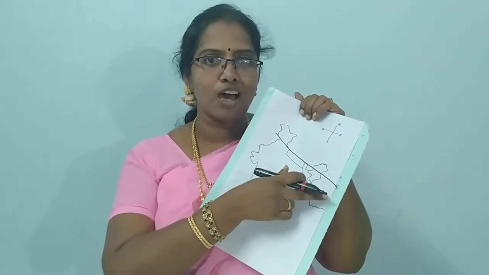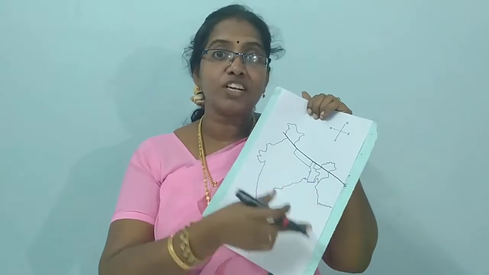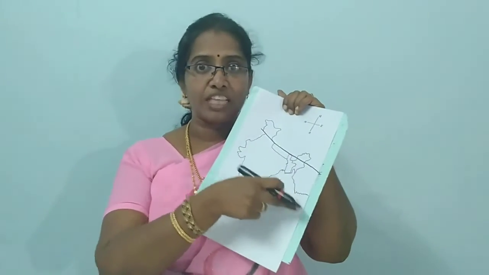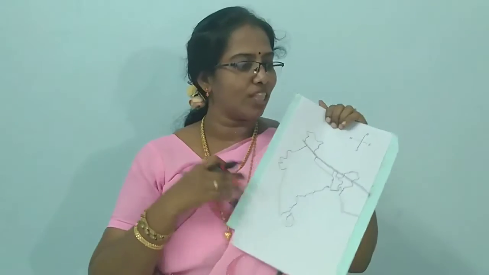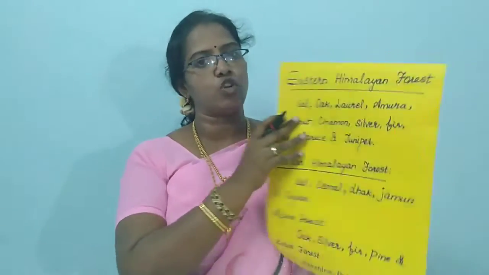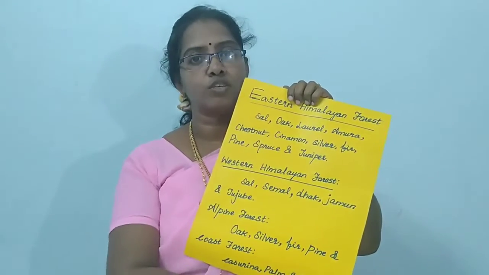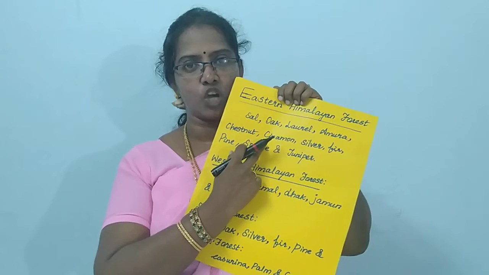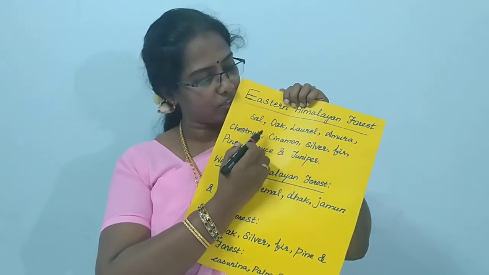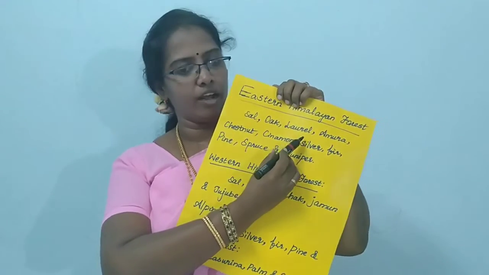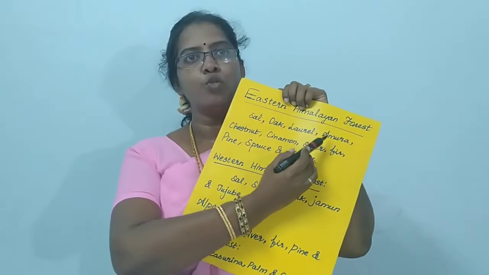Tropical evergreen forests are also available in those areas. What are the important trees in the eastern Himalayan forest? Sal, oak, you can check the chart, children. Sal, oak, laurel, amura.